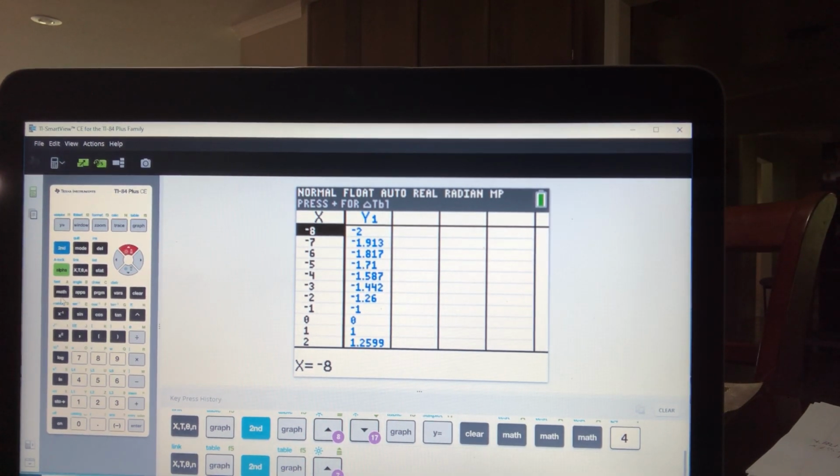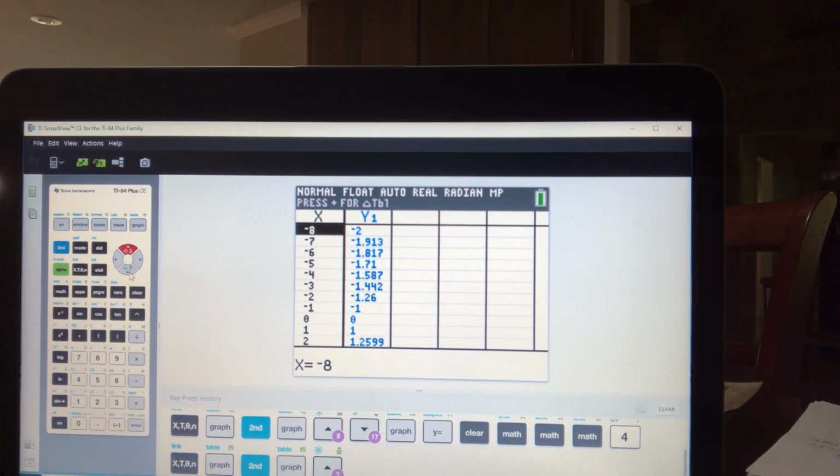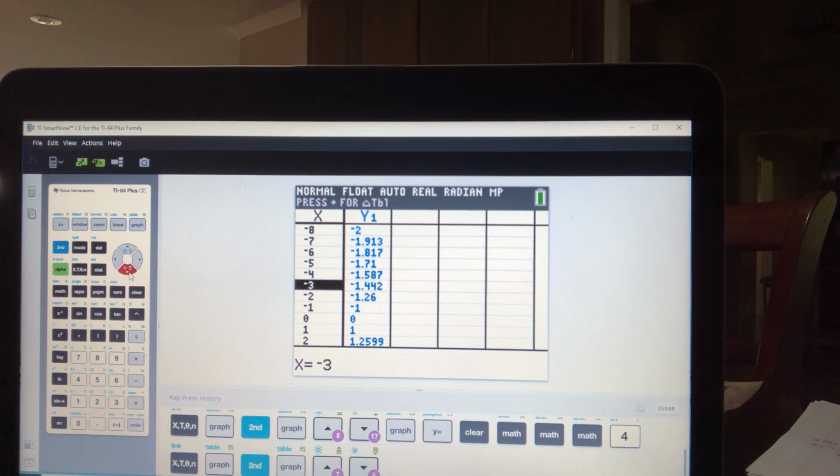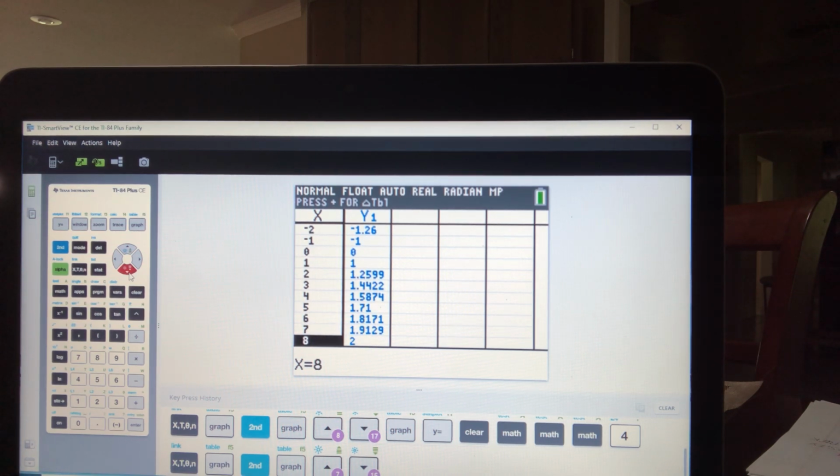Come down a little further. I'm going to just plot the whole numbers. So how about this one? -1, -1, 0, 0, 1, 1, and then a little bit later, 8, 2. So plot those points, the ones that are whole numbers.